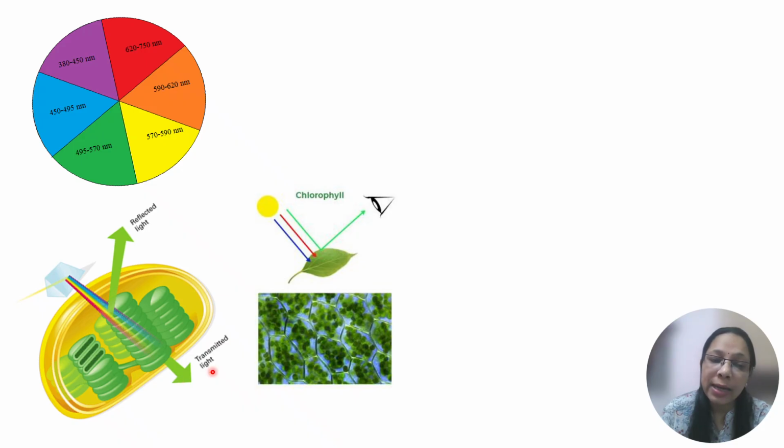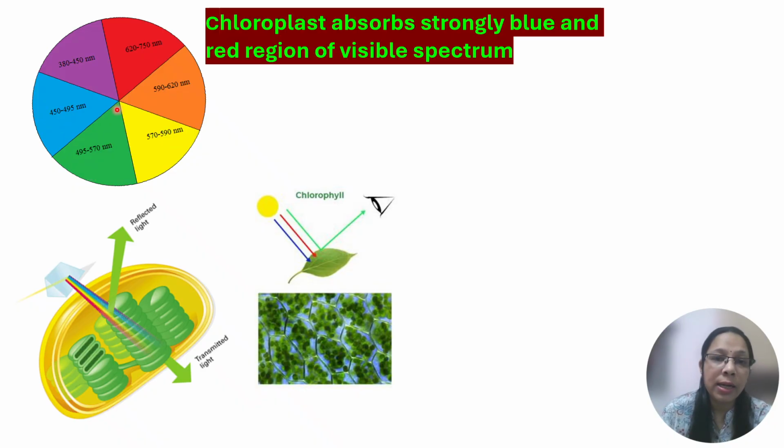Major portion of light is transmitted and very few frequency range is absorbed. And what is that? It is red and blue frequency. So chloroplast absorbs, or chlorophyll absorbs strongly the blue and red region, and it reflects green, and therefore it appears green. So what do you think, dear children, in which region chloroplast will show its maximum efficiency? Obviously in red and blue, because chloroplast absorbs strongly blue and red region of visible spectrum.